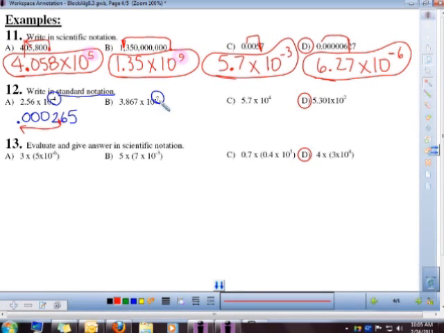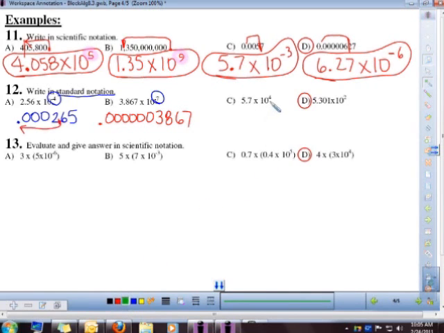This time I need to move 7 places. So how many zeros do I write down? 6. 1, 2, 3, 4, 5, 6. And then what? 3, 8, 6, 7. Very good.